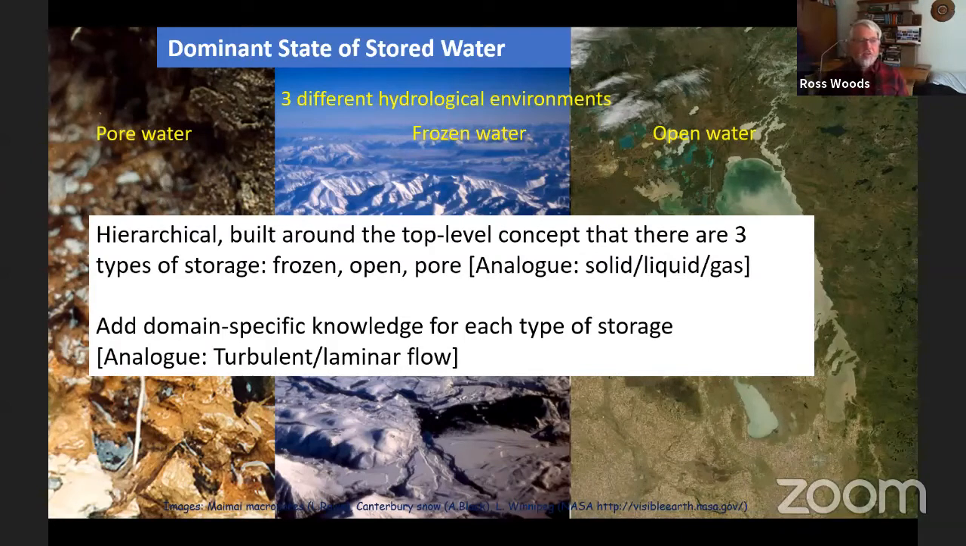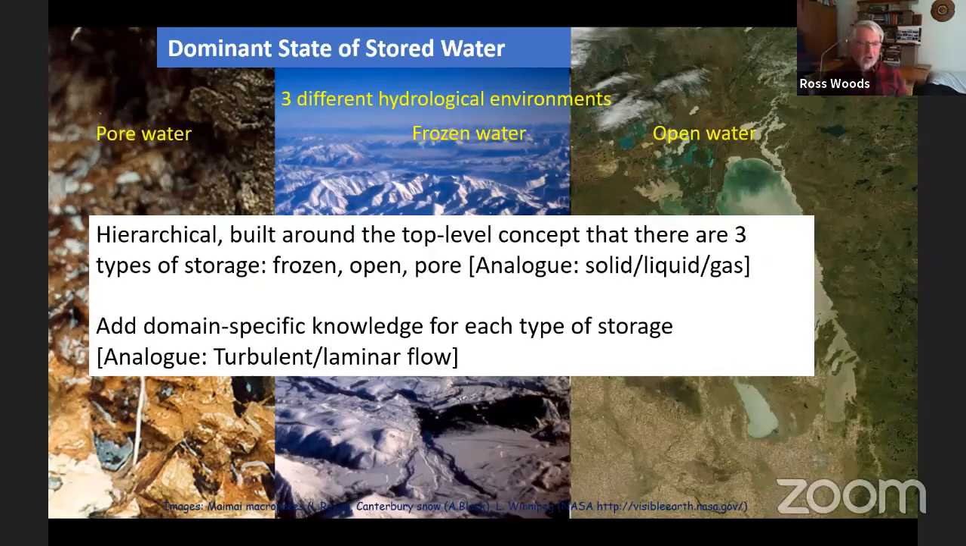What it takes to unfreeze water is quite different than what it takes to get water to flow out of a lake or to drain from a soil. And so this was my idea, in sort of analogy with solids, liquids, and gases, that we might have in hydrology different dominant states of stored water, and then we'd have domain-specific knowledge that was relevant to each of those types of storage, maybe in the same kind of way that in fluid mechanics, we have different descriptions of flow for turbulent flow systems compared to laminar flow systems.